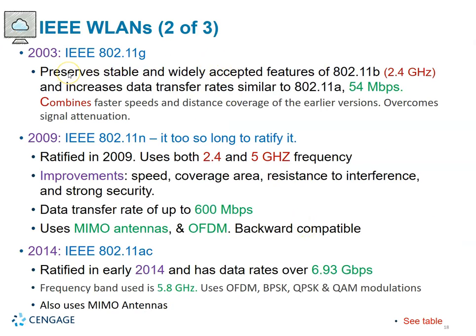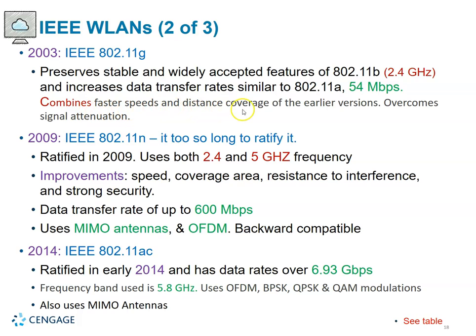So in 2003, the 11G spec came out, and what it did was a hybrid. It preserves the stable and widely accepted features of the B at the 2.4 gigahertz range and increases the data rate transfers that we had in the 11A. Remember the 54 megabits per second. So this is gold, right? G, gold. You might think of it that way. It combines the best of the A and the B.